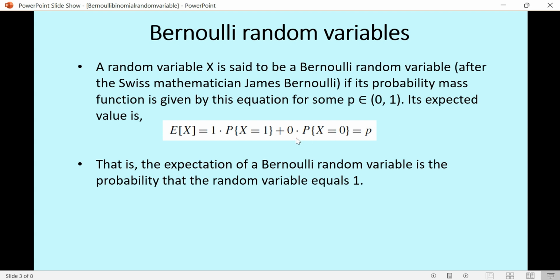From this information, we can calculate the expected value, or the mean, of a Bernoulli random variable. We take all the possible values times their corresponding probabilities. So 1 times the probability that x equals 1, which is p, plus 0 times the probability that x equals 0. So the result is p. We can see that the expectation of a Bernoulli random variable is the probability that the random variable equals 1. So the expectation of this random variable is also the success rate, p.